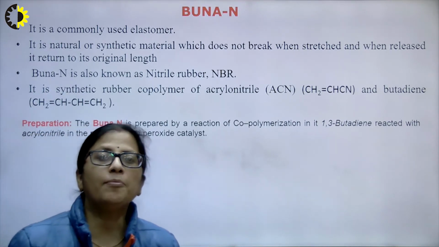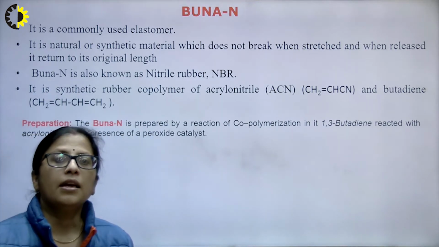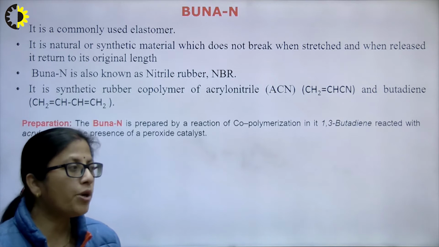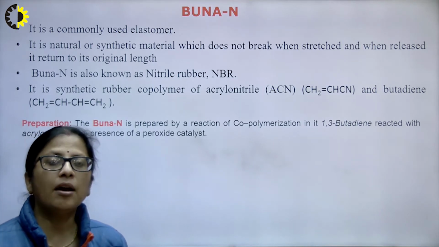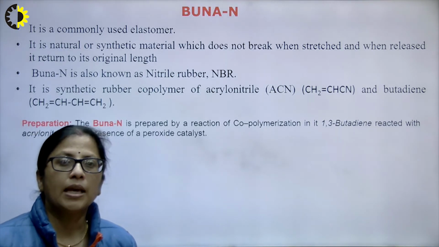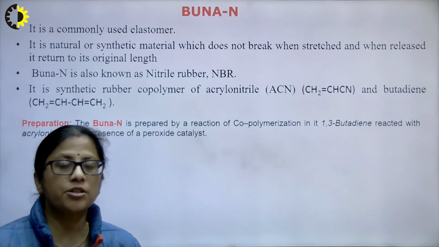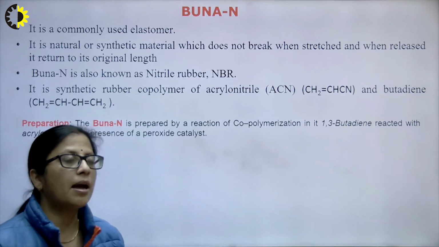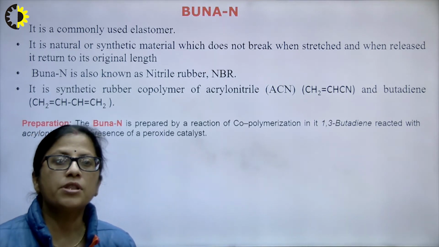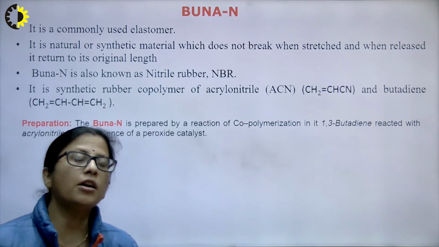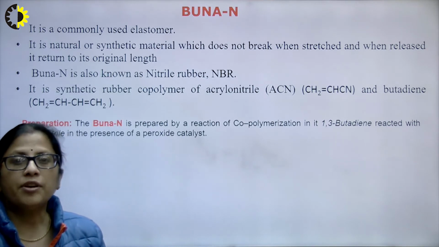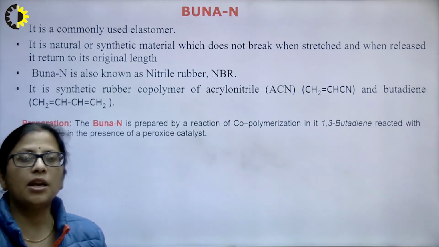The next molecule I am going to discuss is again a rubber, and this rubber is Buna N, which is also known as nitrile rubber, NBR. It is also a commonly used elastomer. Elastomer has a tendency to get stretched, and after I release the force, it will come back to its original shape and size. So this Buna N is a natural or synthetic material, and it does not break when stretched, and when I release the force, it returns to its original length.